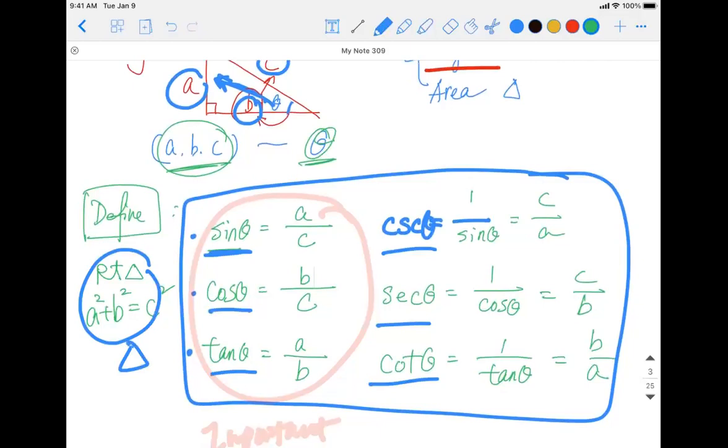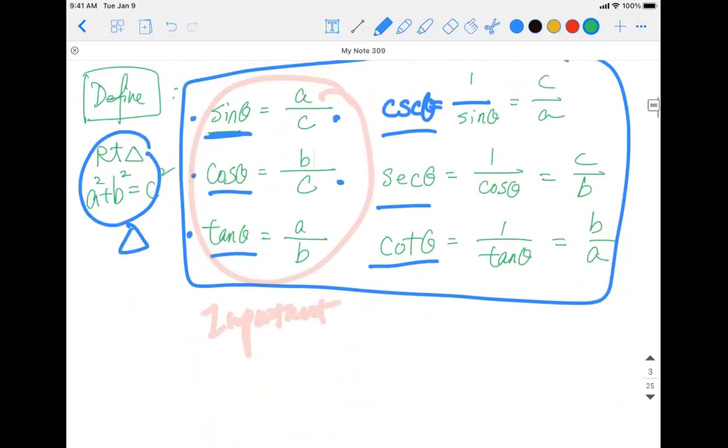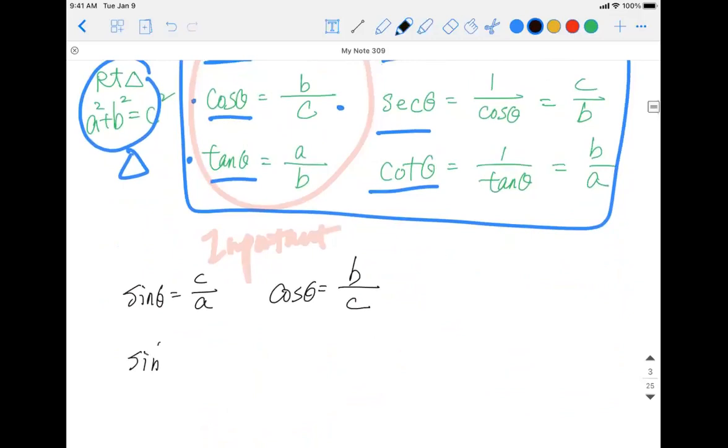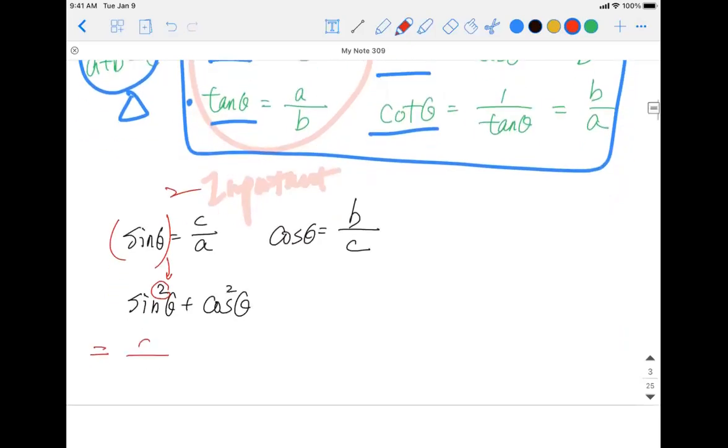For instance, a very intuitive example: sine theta, which I'm going to put here, equals A over C. Cosine theta equals B over C. So sine squared theta plus cosine squared theta. The way I want to do this, square means you take a perfect square of this entire expression, but to make my life a little easier, I put the square here like an exponent, right? So what is sine squared plus cosine squared? A squared over C squared, B squared over C squared.